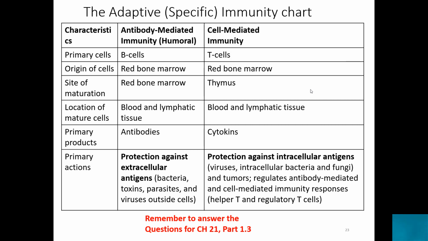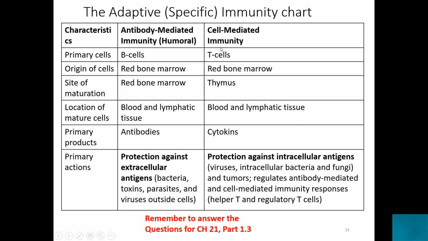And here they are. Antibody-mediated immunity is provided by B lymphocytes or B cells that originate from red bone marrow, and they mature in red bone marrow also. Mature cells are located either in blood or lymphatic tissues, and the primary product fighting infection would be antibodies. They protect us against extracellular antigens like bacteria, toxins, parasites, and viruses outside of our cells, in the fluids between the cells.